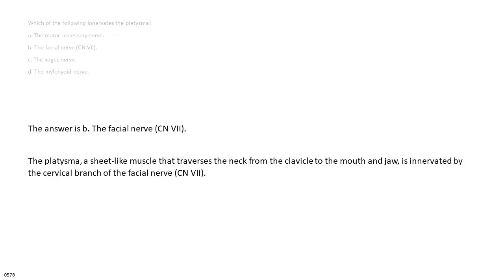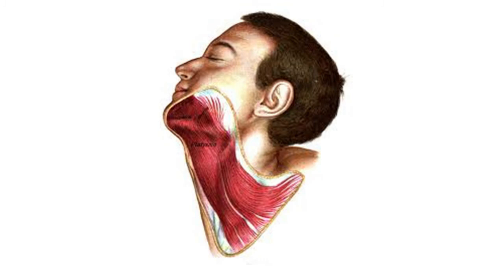The answer is B. The facial nerve, CN7. The platysma, a sheet-like muscle that traverses the neck from the clavicle to the mouth and jaw, is innervated by the cervical branch of the facial nerve, CN7.